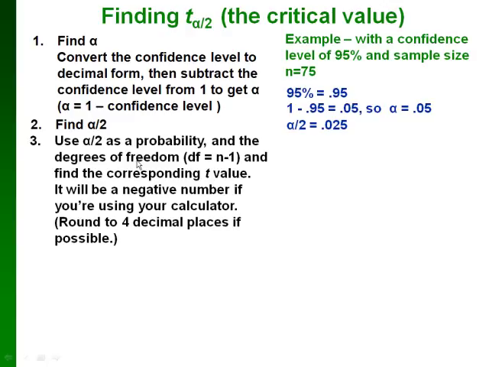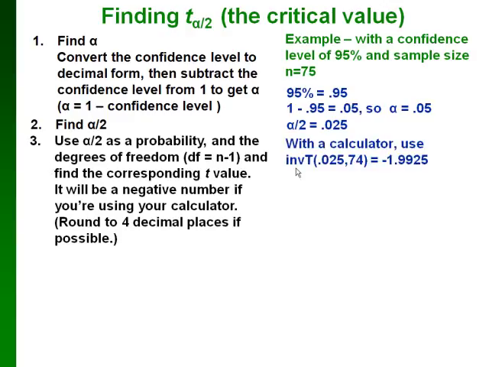Now, here's where it changes a little bit. For the t distribution, we not only need the probability, or the area, but we also need something called the degrees of freedom. And for what we're going to do in this case, our degrees of freedom will always be n minus 1. So it's our sample size minus 1.